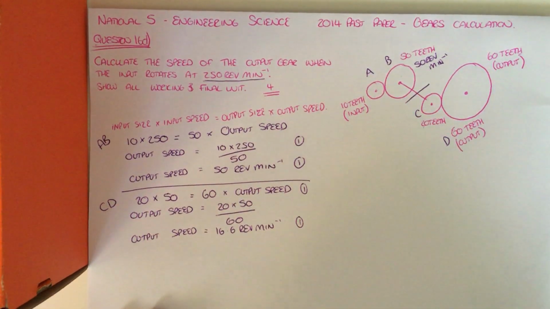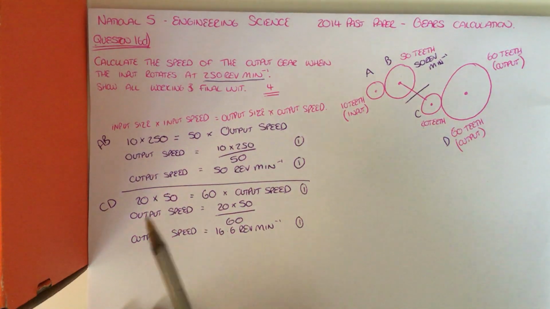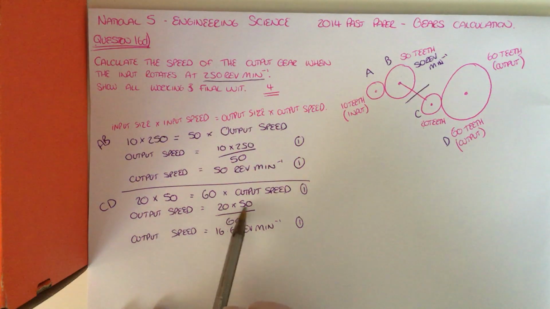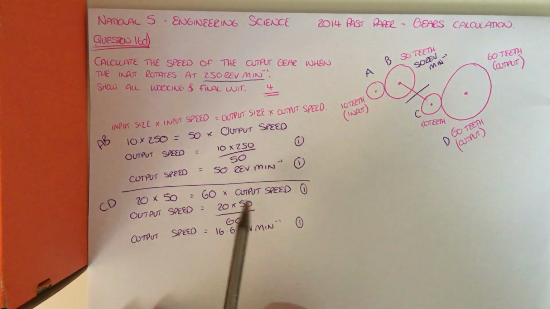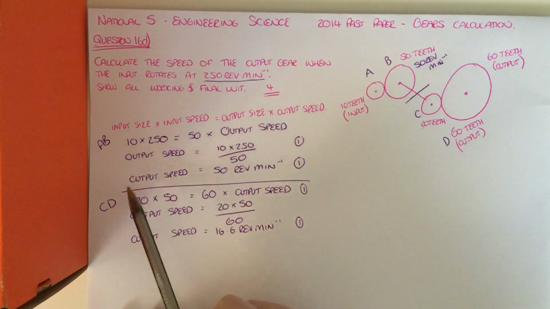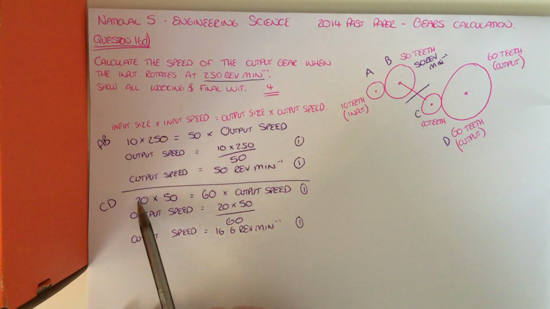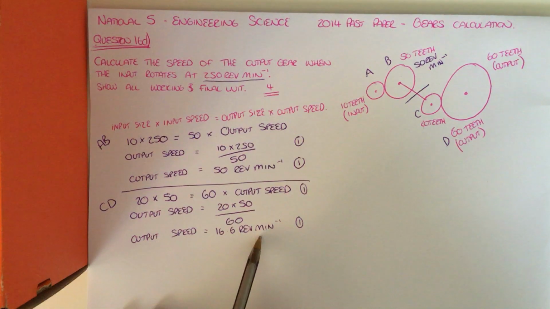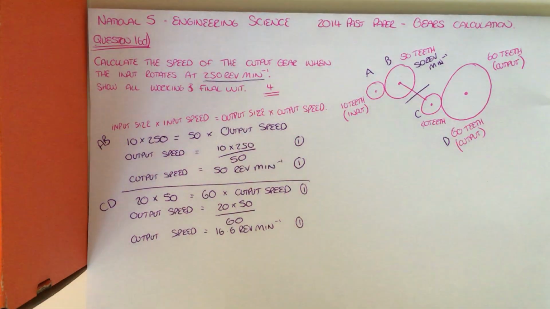That is where you achieve your 4 marks. Again, this part here where you rearrange the formula, you do not achieve any marks for it. So if you can do that without having to write it down, fine, but you must show your substitution and your output value. And that is gears calculation.